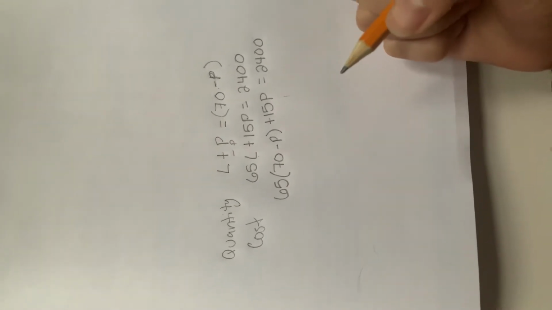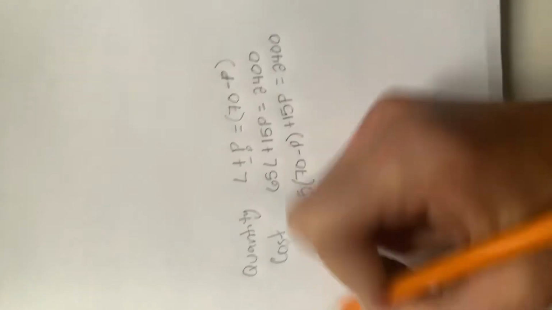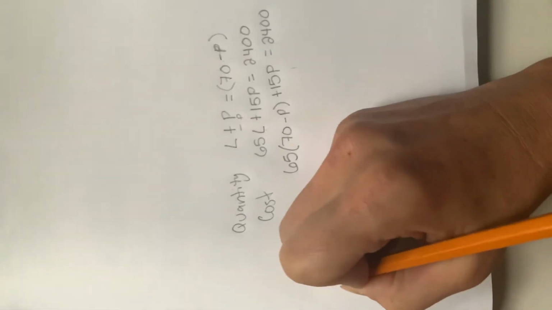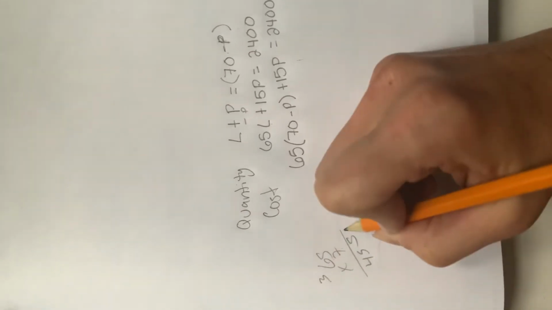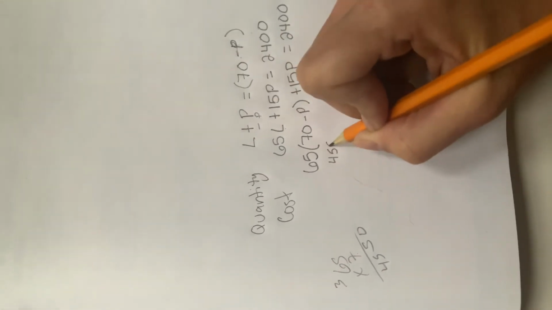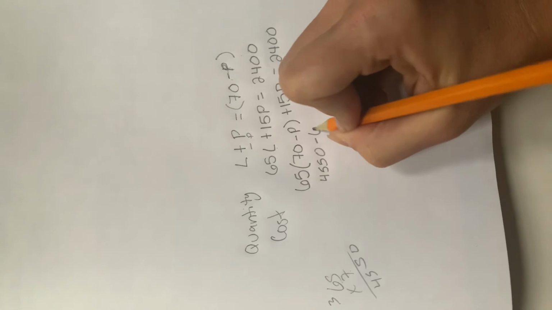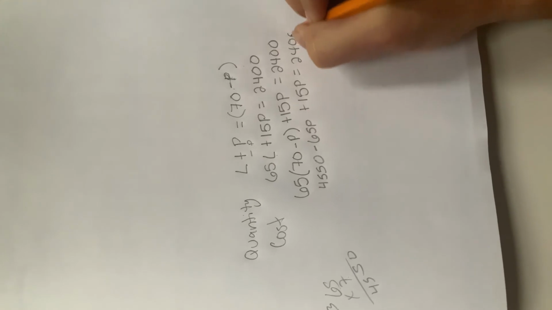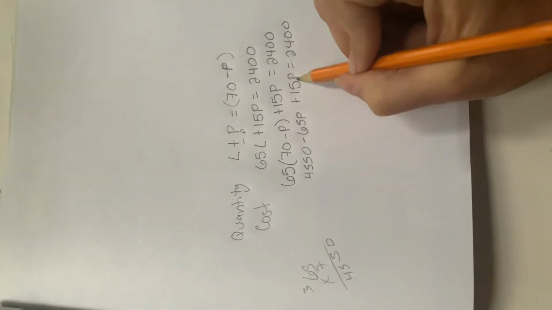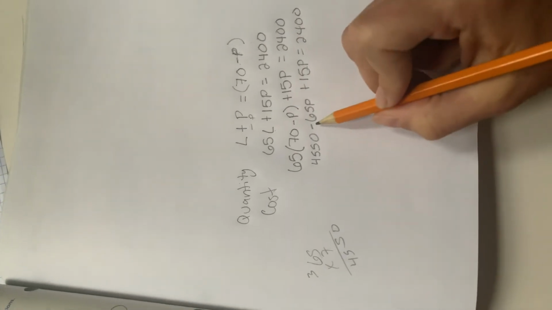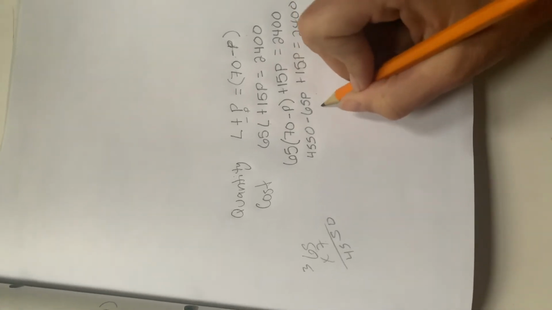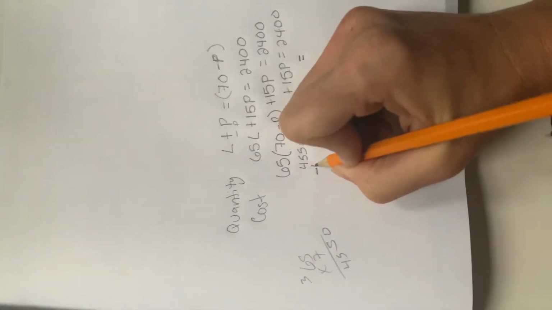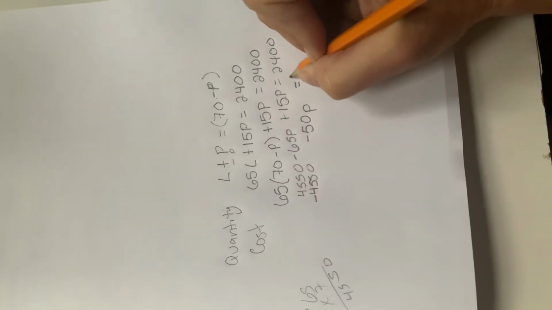I don't have a calculator. 65 times 70, so 65 times 7, 6 times 7 is 42, and I'm going to add a 0. 4550 minus 65p plus 15p is 2,400. All right, so combine the p here, and you've got negative 65 and a positive 15, so negative 50. And then we're going to subtract the 4550 to the other side.